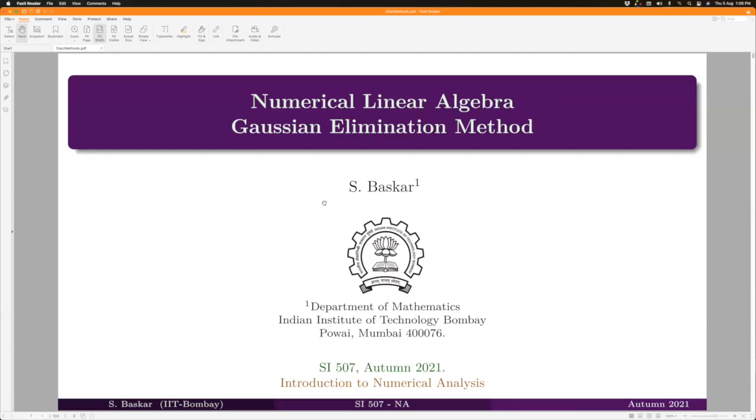Let us start our study with direct methods. Among direct methods, the most basic one is the well-known Gaussian elimination method. Hope you all know the method very well. However, I will quickly introduce the method and talk about certain important points that one has to understand from the numerical analysis point of view.